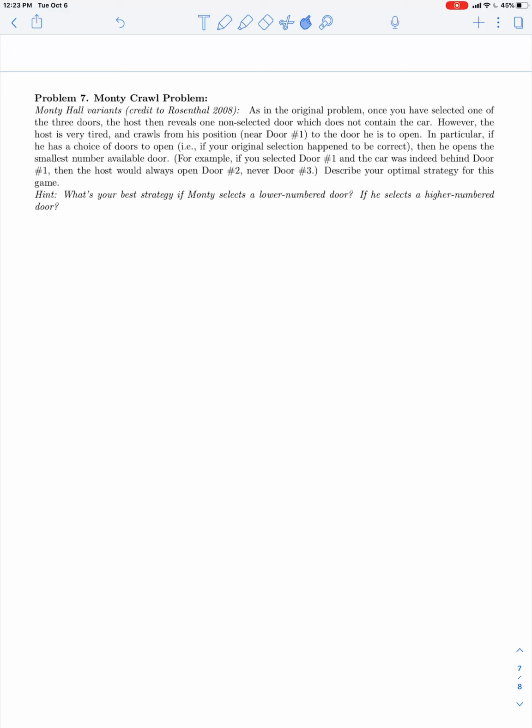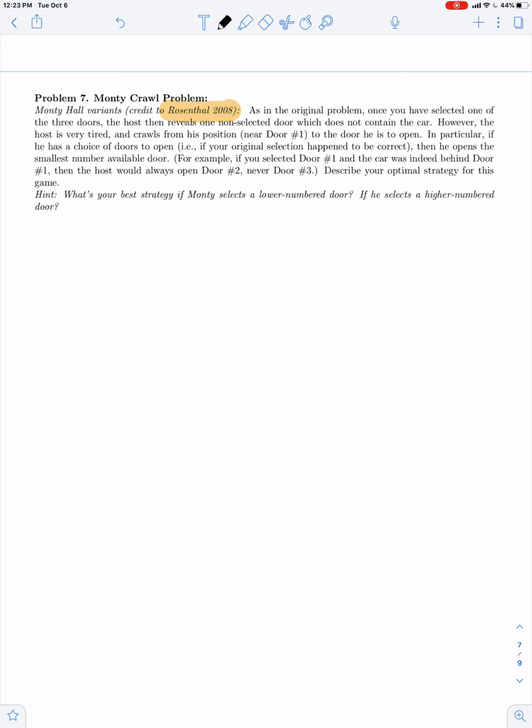Hi everyone, I'm Seth and I'm going to talk a little bit about this problem that is on our section notes, Seth and Carolyn. It was originally created by Rosenthal in 2008 in a paper that he published, and it's a variant on Monty Hall called the Monty Crawl problem.